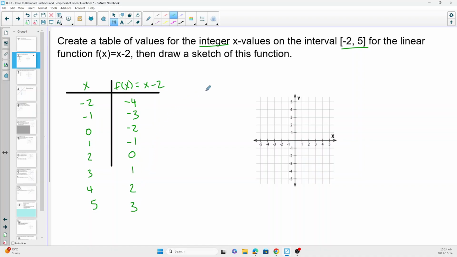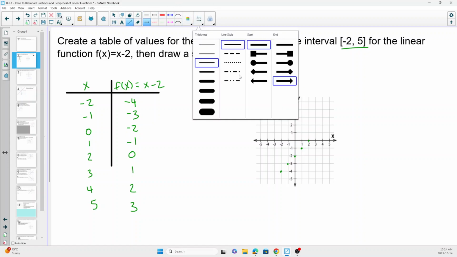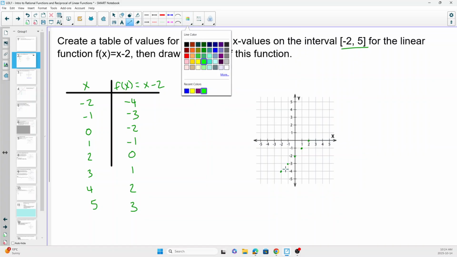So there we go. We've got some values that we could then put on our Cartesian plane to graph or sketch this function. So when x is -2, f at x is -4, so we've got a point here, and then we go to -3. When x is 0, we have -2, and we have this 1, -1, 2, 0, and so on and so forth. I'm going to use my line tool to draw a sketch of this function, where both ends should be an arrow, and we'll just use green.